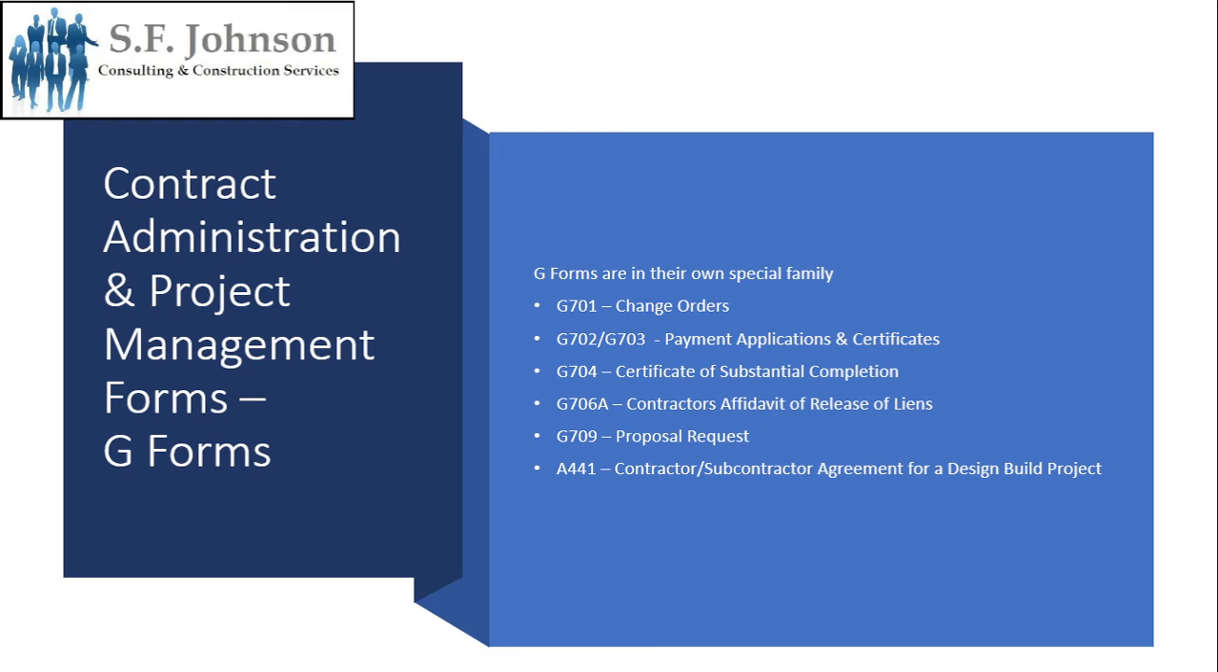So G701, change orders. G702, 703, payment applications and certificates. G704, certificate of substantial completion. G706A, contractor's affidavit of release of liens. And G709, proposal requests. And delete that one. That's in a different family.